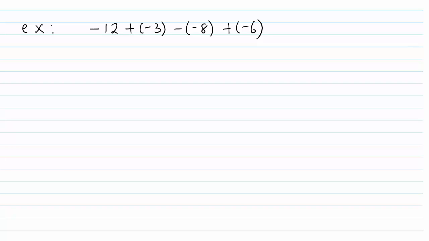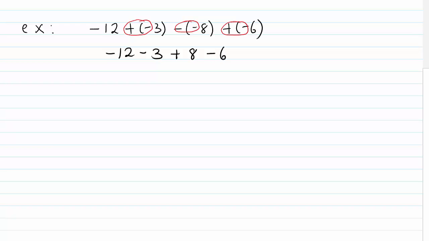Do we have signs where we can distribute them, or do we have what I call redundant signs? And my answer here is yes. These two are redundant because there's no number separating them. These two are redundant, and these two are redundant. So I can rewrite this problem as minus 12 minus 3, because a positive times a negative is negative. A negative times a negative becomes positive 8, and a positive times a negative becomes negative 6.